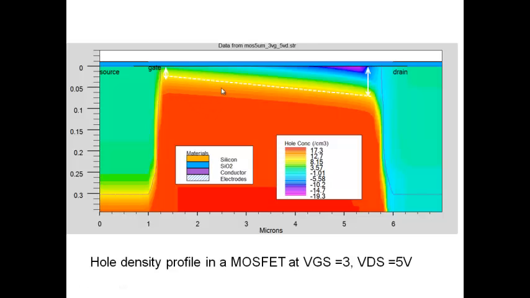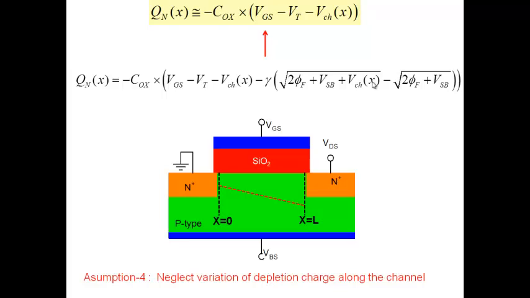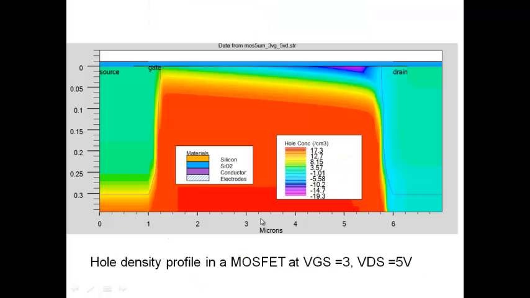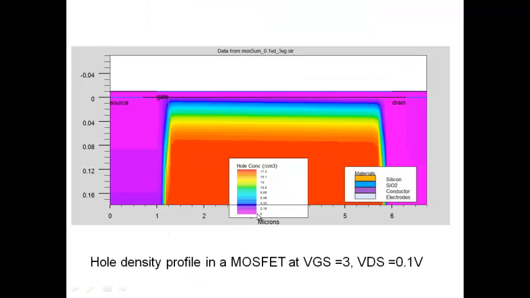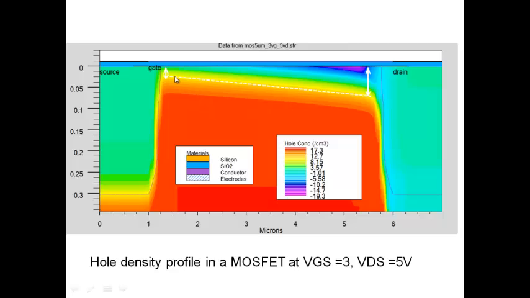So in a way, if you look at it, somewhere here is where the depletion width is, because outside then the hole density is significant. So you can see here the depletion width is going like this: high here, less here, and higher here. So depletion width is varying along the channel, but you are neglecting all of that. When you say that Qn is equal to minus Cox (VGS minus VT minus V channel), you are ignoring all of that. So you're making another assumption, which is neglect of variation of depletion charge along the channel here. All right. Note that this was in saturation.